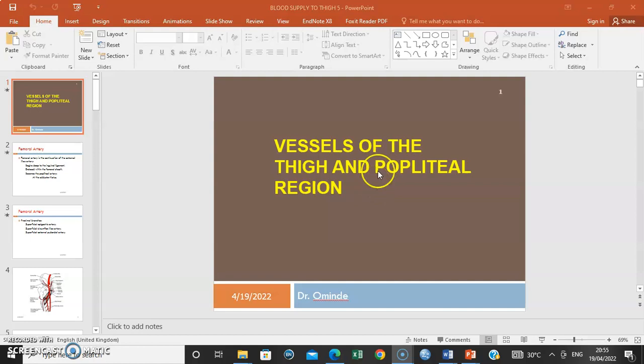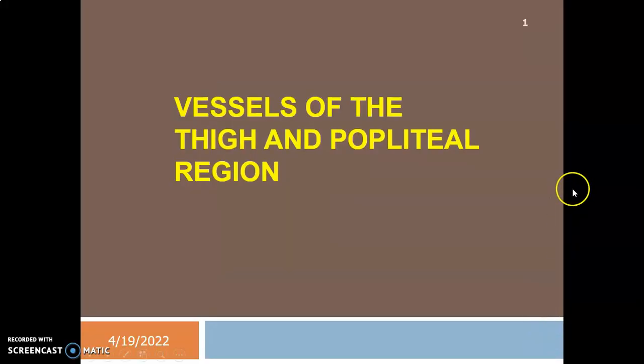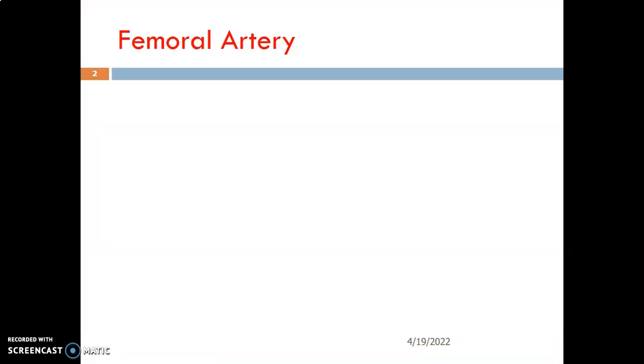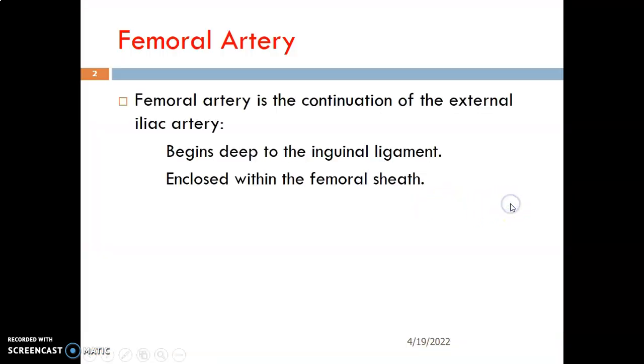We're going to discuss the blood vessels of the thigh and popliteal region. So when you're asked to write an essay on the blood vessels of the thigh, whichever vessel it is, you need to be able to write an essay.